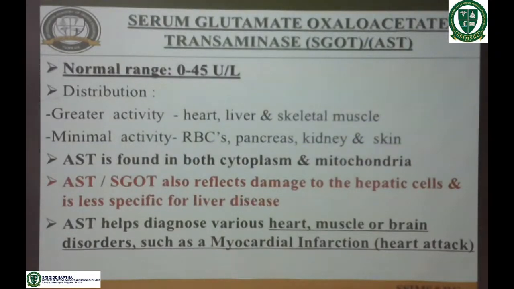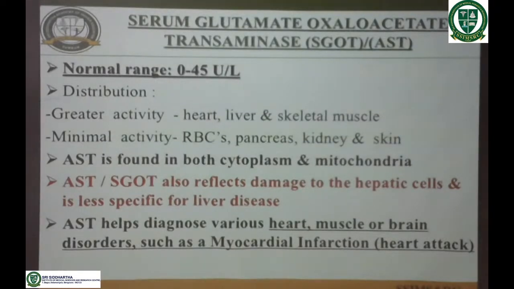If AST is increased to more than 40, that reflects damage to the hepatic cells, the cells of the liver. If in the blood sample you see an increase in the concentration of AST, that is reflecting damage to the hepatic cells.